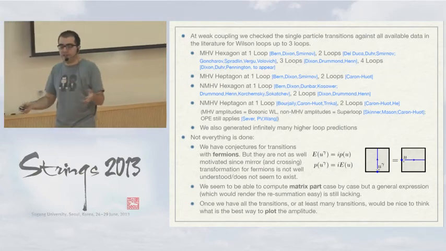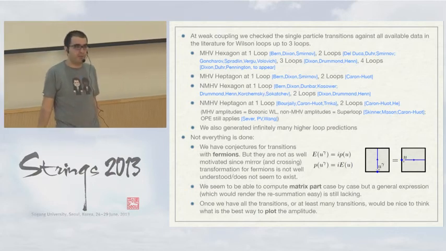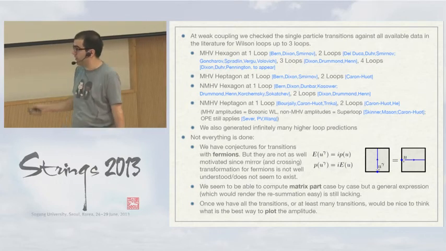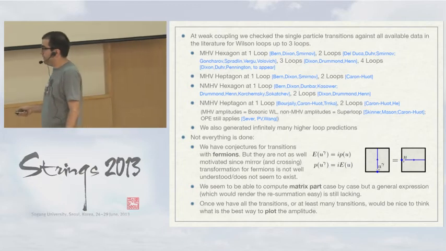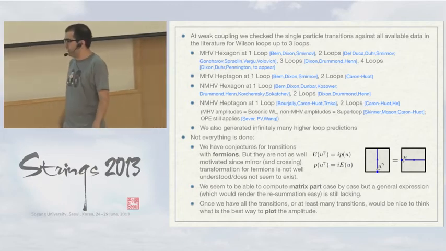We have some experience working with the spectrum. We can more or less find out what we should tweak to get the fermion one. So we have a guess for it, even though it's not as well motivated. And it went through a lot of checks. We are able to compute the matrix part on a case-by-case study, but we do not have a very general expression, a very general analytic expression.